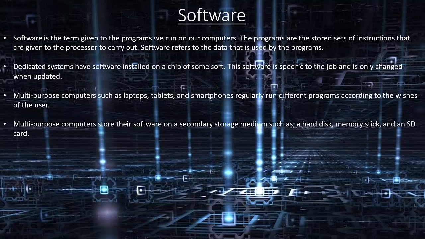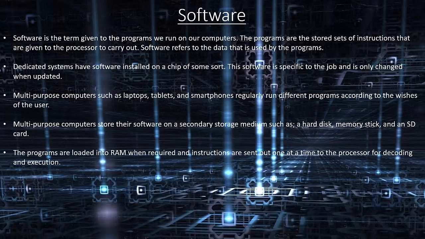Multi-purpose computers store their software on a secondary storage medium such as a hard disk, memory stick, and an SD card. The programs are loaded into RAM when required, and instructions are sent out one at a time to the processor for decoding and execution.